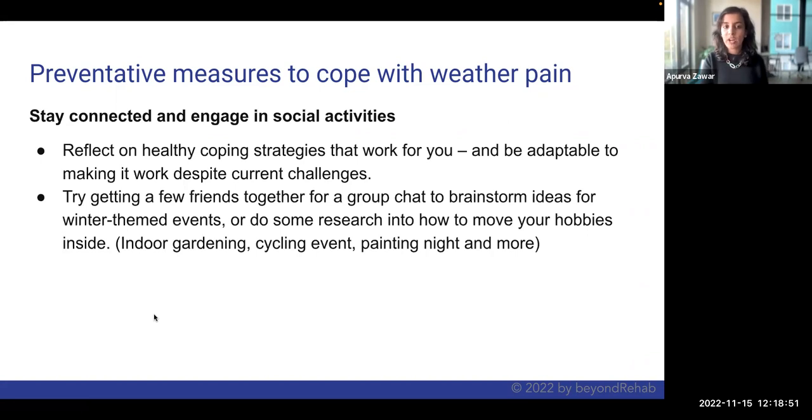And continue finding ways to enhance the healthy coping strategies that work for you. Try connecting with other people, doing something winter theme event, or maybe indoor gardening, cycling, whatever works, so that you continue with your activity level, social engagement, and having more ways to be more creative, more active.